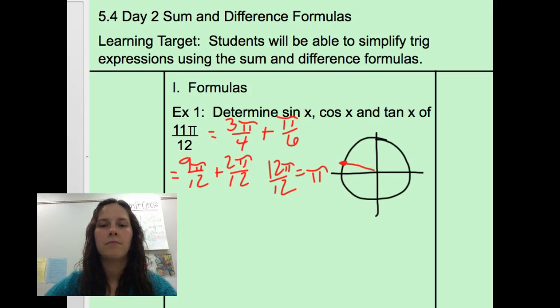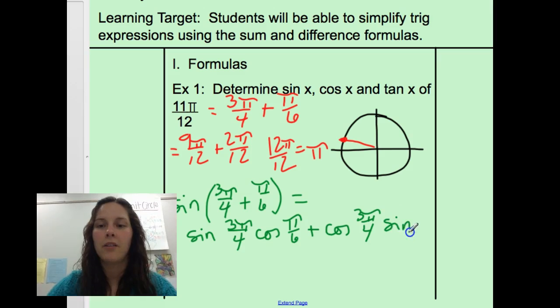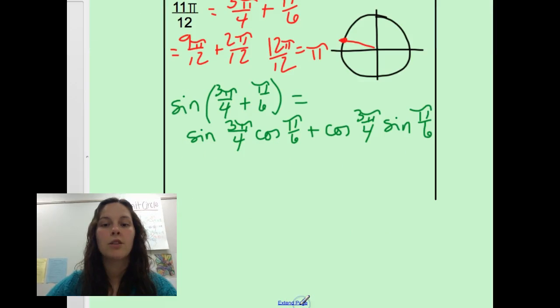So starting with sine, we have sine of 3 pi over 4 plus pi over 6, which gives us sine of 3 pi over 4 times cosine of pi over 6 plus cosine of 3 pi over 4 times sine of pi over 6. 3 pi over 4 is in the second quadrant, so we know that our sine value is positive in the second quadrant, and this is root 2 over 2.